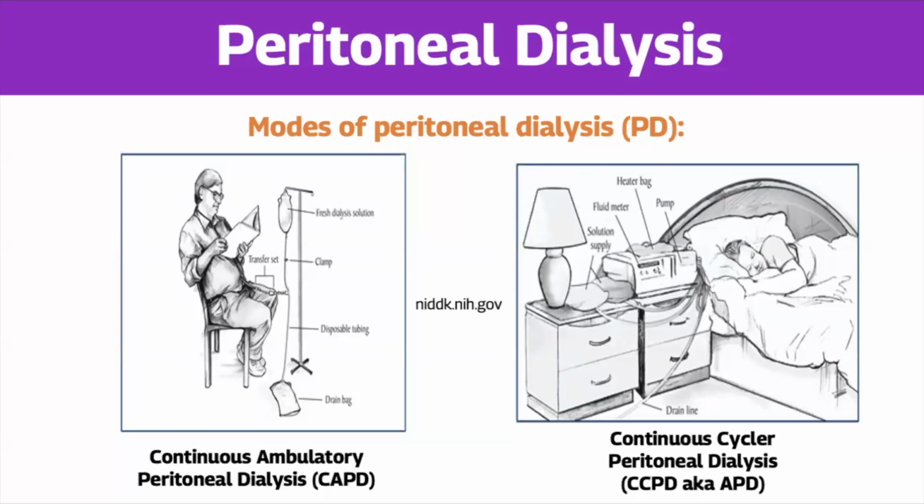Then on the right, we see continuous cycler peritoneal dialysis, or CCPD, also called APD. We use a machine there. It has a warmer on top and a large bag of fluid is put there. We attach the patient to the lines, and the machine opens clamps and closes clamps during the night while the patient sleeps. So we're filling and draining during the night.